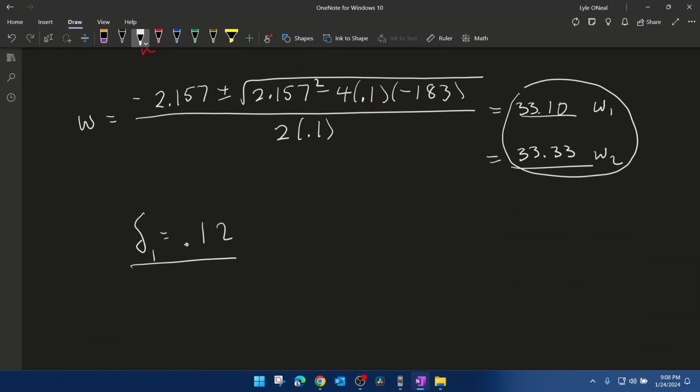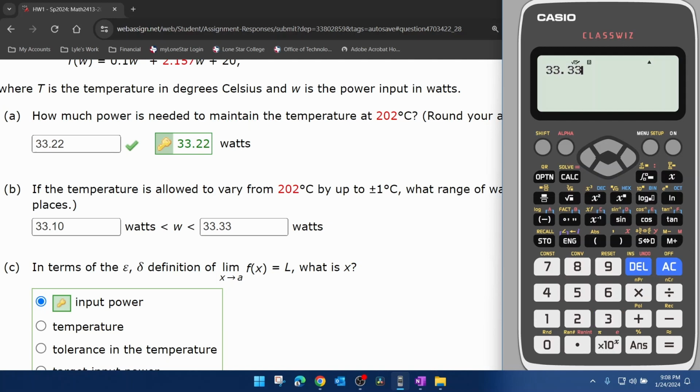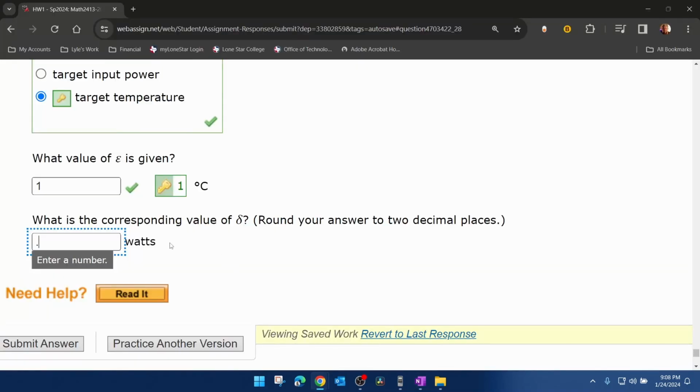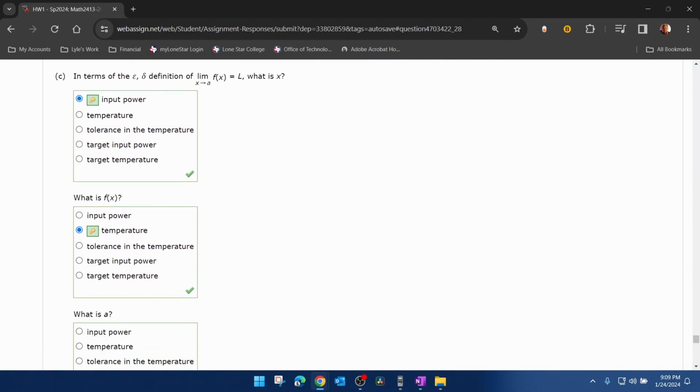So we're going to say delta 1 is 0.12, and then delta 2 would be 33.33 minus 33.22, which is 0.11. And then you just simply pick whichever distance is smaller, and that is your value for delta. And so entering our value 0.11 that we suspect delta is, let's submit and see if our remaining answers are correct. All right, everything looks good.